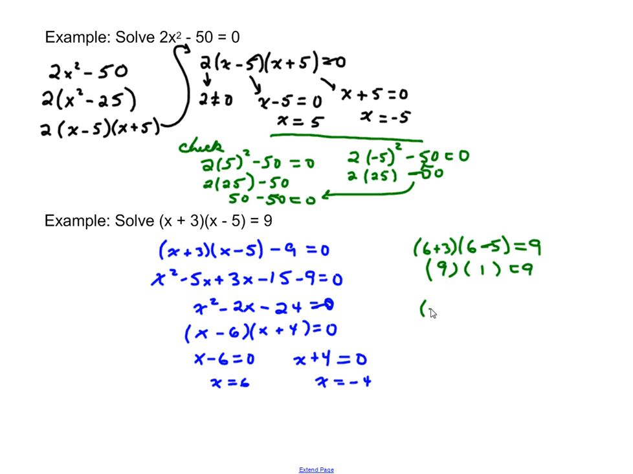Negative 4. With negative 4 plus 3 times negative 4 minus 5 give us positive 9. Let's take a look here. Negative 4 plus 3, we know that's negative 1. Negative 4 minus 5 is negative 9. And yes, there it is. Negative 1 times negative 9 is indeed positive 9. So both answers work. More stuff in the next video.